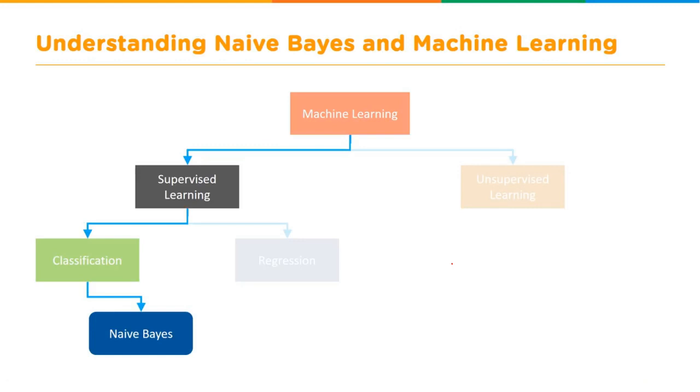Now, this is where our Naive Bayes application, our Naive Bayes techniques, lie under the category of classification. So we will impose this Naive Bayes classifier majorly for classification purposes.